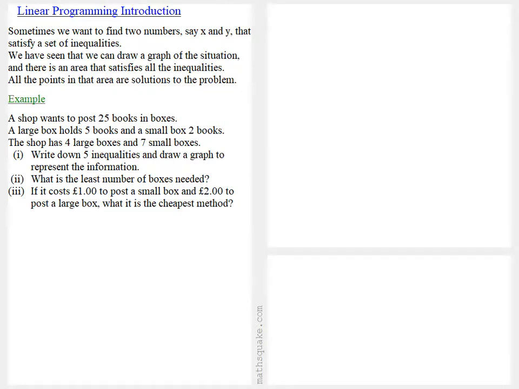A shop wants to post 25 books in boxes. A large box holds 5 books, and a small box holds 2 books. The shop has 4 large boxes and 7 small boxes. In the first part, we have to write down 5 inequalities and draw a graph to represent the information. To do this, let x and y be the number of large and small boxes respectively.